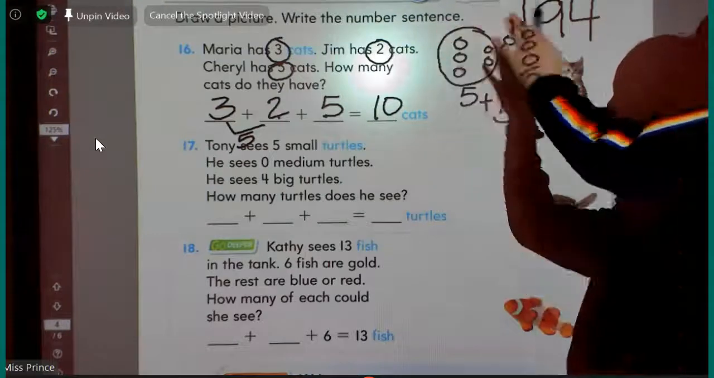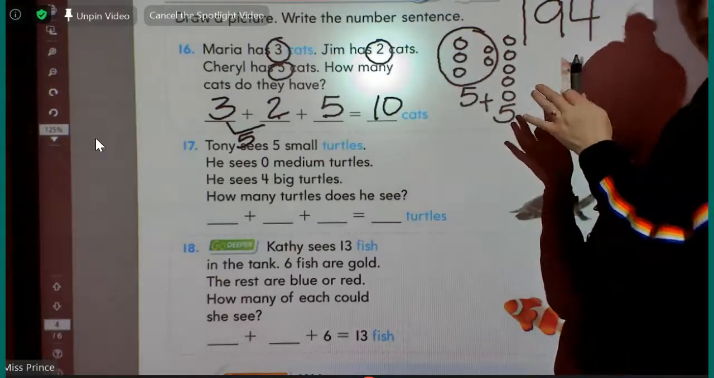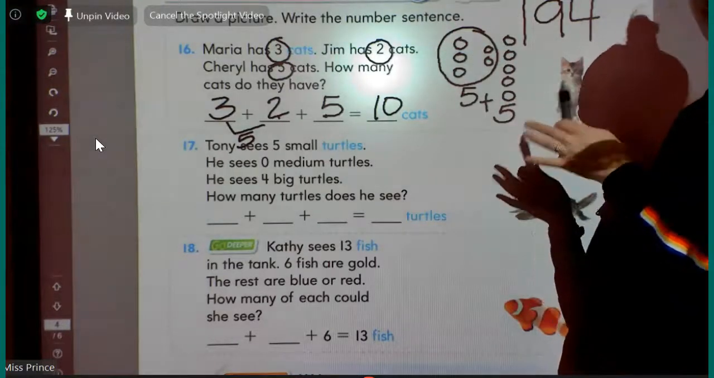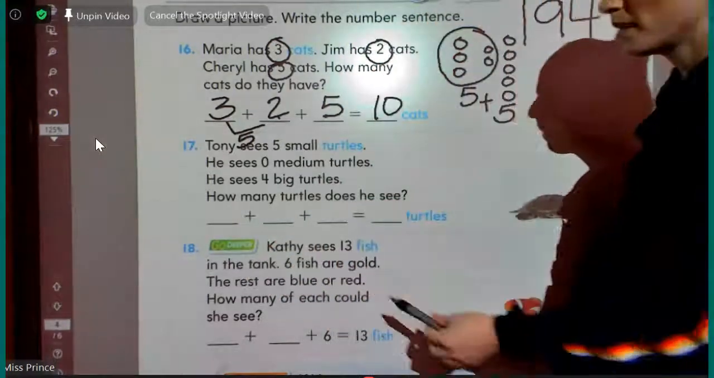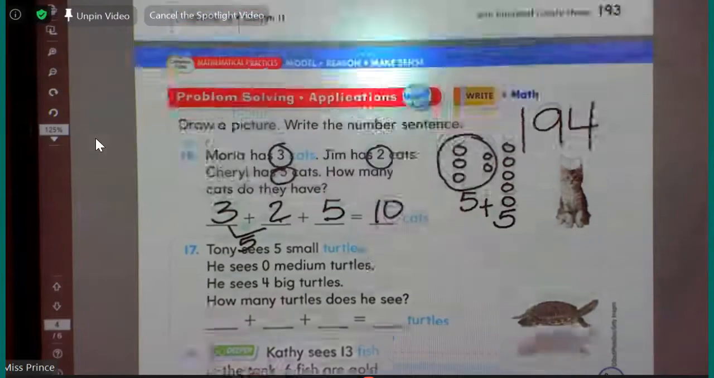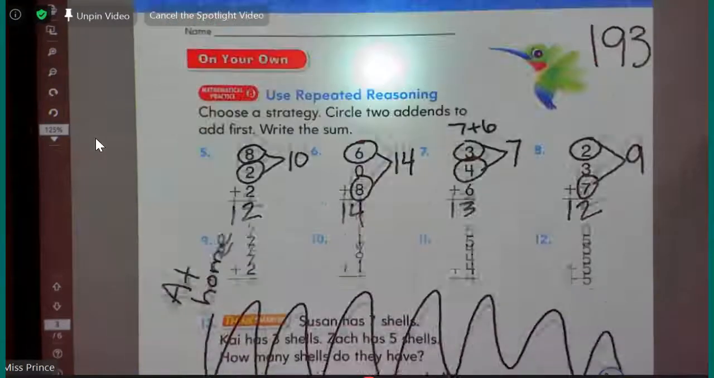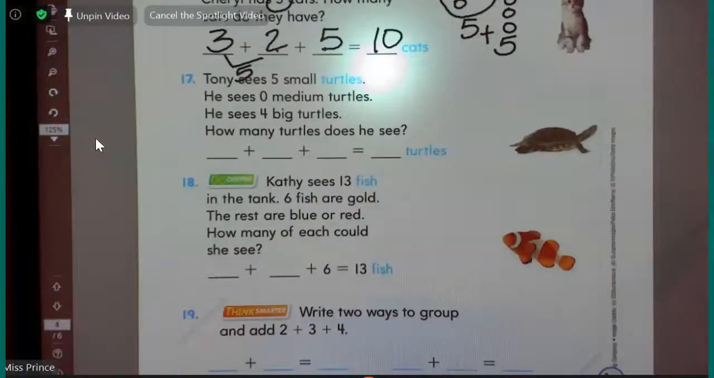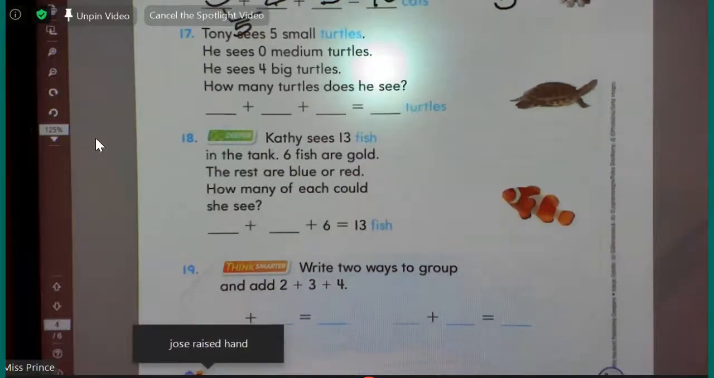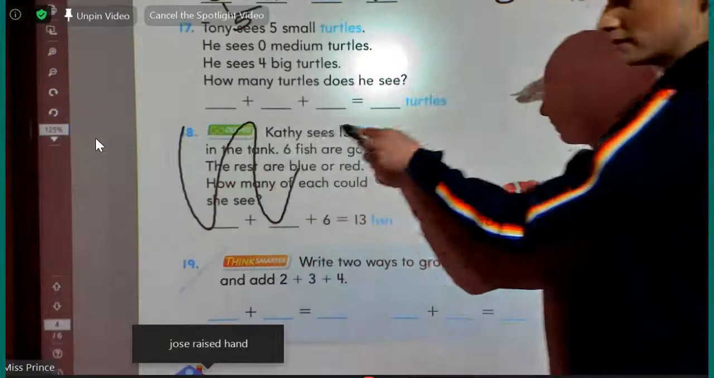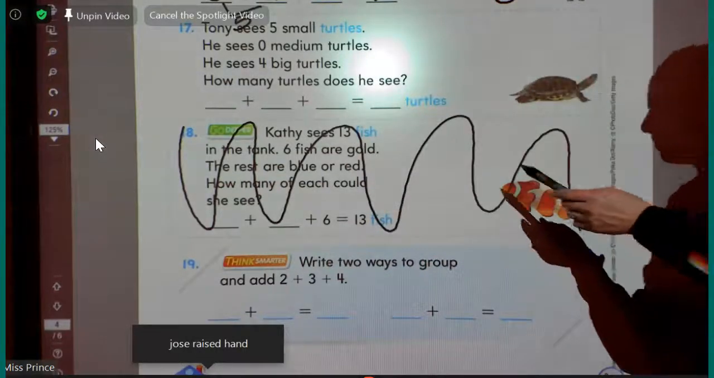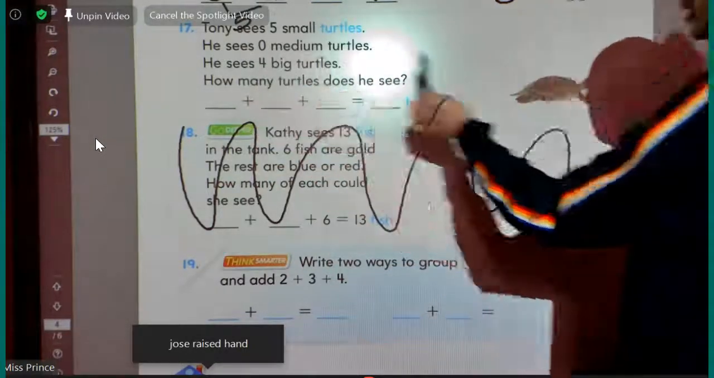The picture is there to help you out, but you don't have to always draw a picture. If you can see how to group them the same way that we did up here, that's okay to do it like that. Okay, we're going to skip the fish one, but we are going to do this one right here with the turtle.